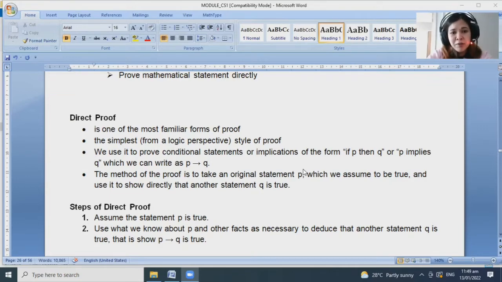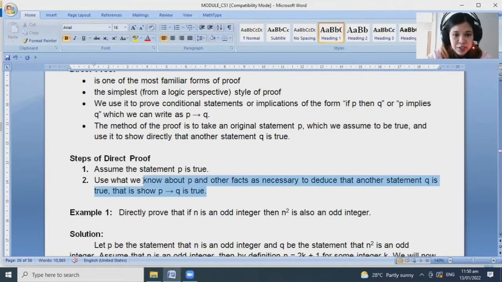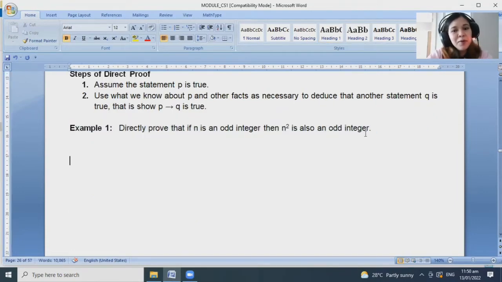Steps on how to perform this direct proof. First, assume the statement P is true. Second, use what we know about P and other facts as necessary to deduce that another statement Q is true. That is, show that if P, then Q is true. Example number 1. Directly prove that if n is an odd integer, then n squared is also an odd integer.